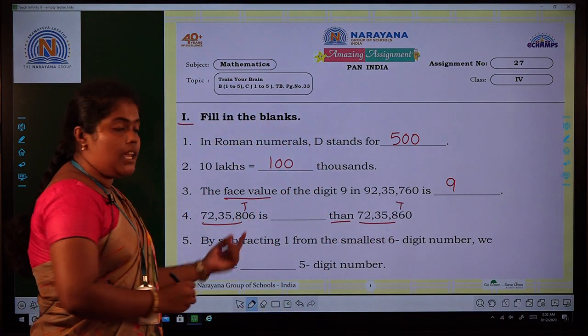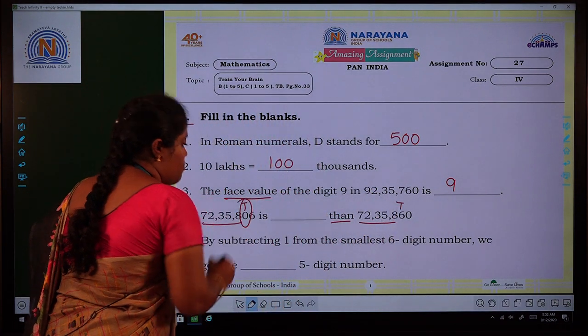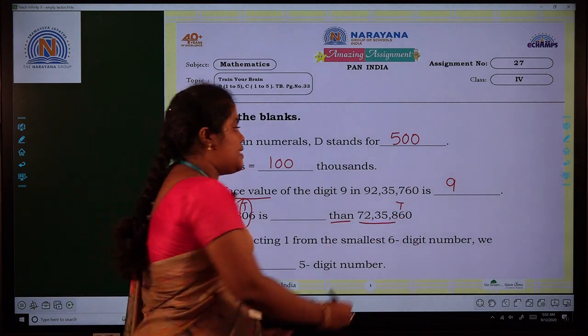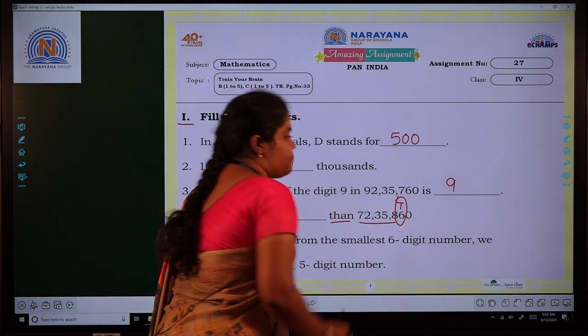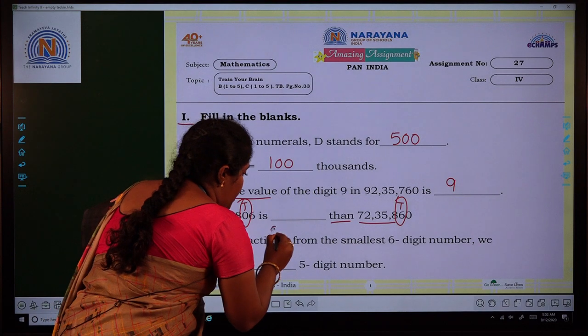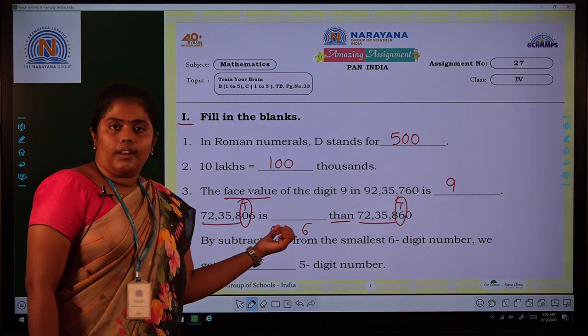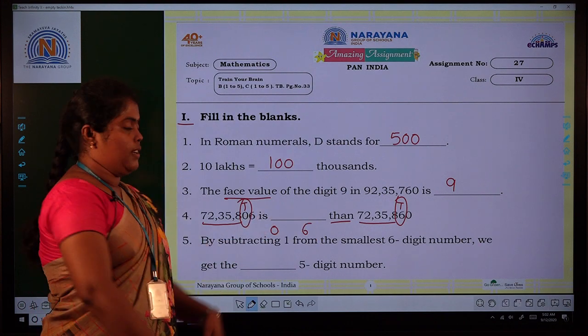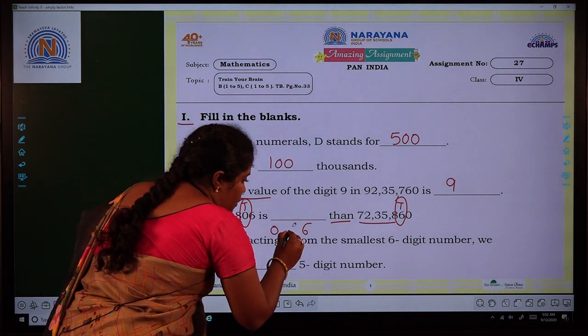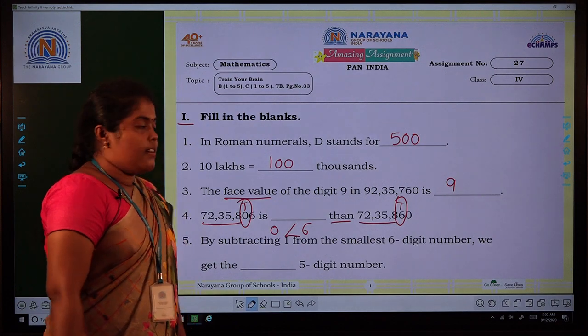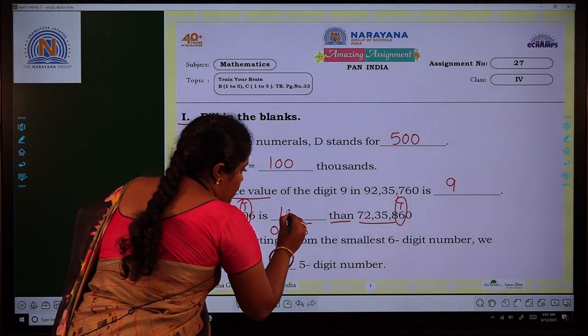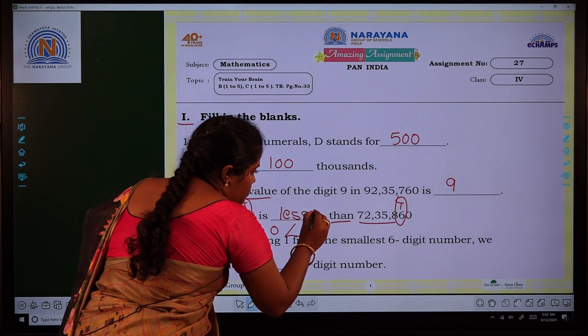In the tens place, the digit is 0 in the first number. In the tens place, the digit is 6 in the second number. We have to compare 0 and 6. We know very well 0 is smaller than 6. So we have to place the less than symbol.